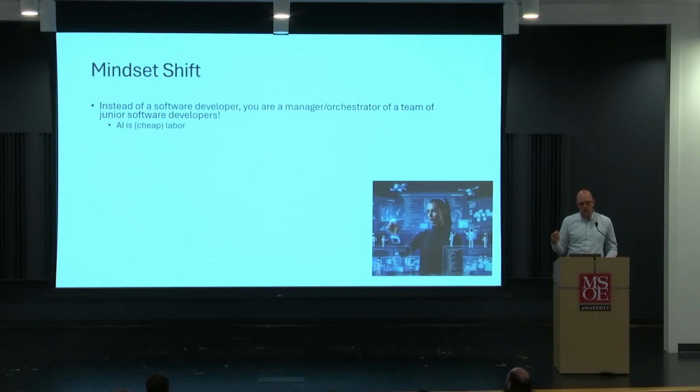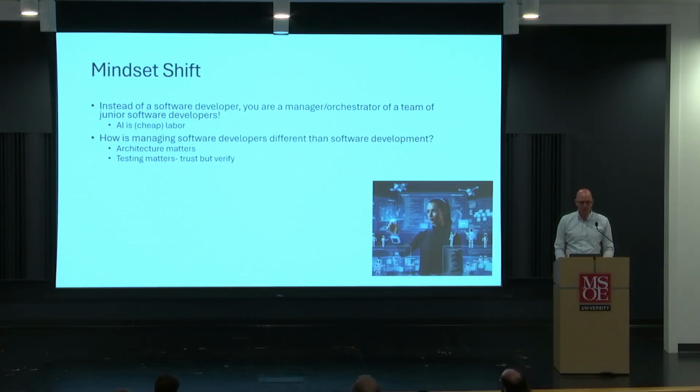I want to impart the importance here that this is a shift in our mindset. We're not just a software developer. You're an orchestrator. That is what the new generation of software developers is going to be. AI is labor, and I'm going to argue AI is cheap labor. At $20 a month versus $80 an hour for a junior software developer, this is not even comparable, right? So if you can leverage this labor, you're going to be a much more capable and effective software developer.